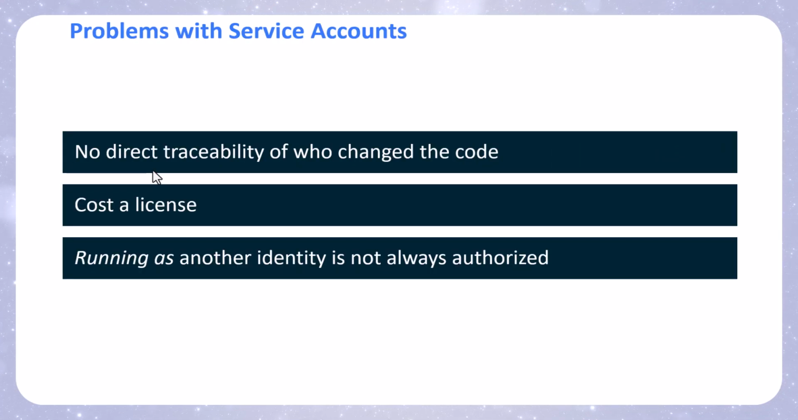But the problem with a service account is there's no direct traceability of who changed the code, and they cost a license. So my suggestion is that when you create something, a connection, use the service account. But when you edit the code, use your own personal account so that we can see who changed what. You have traceability.